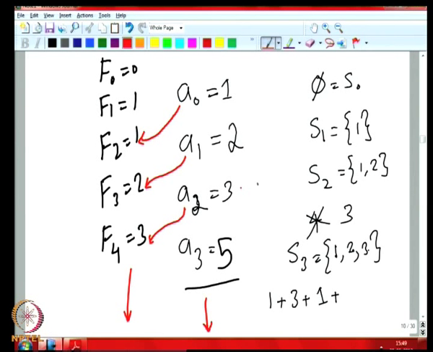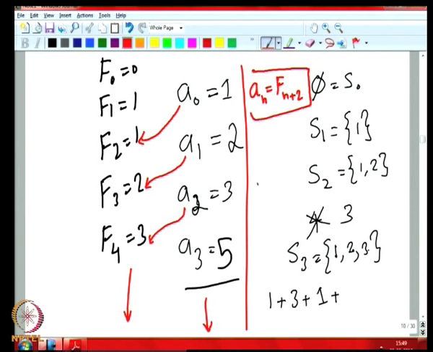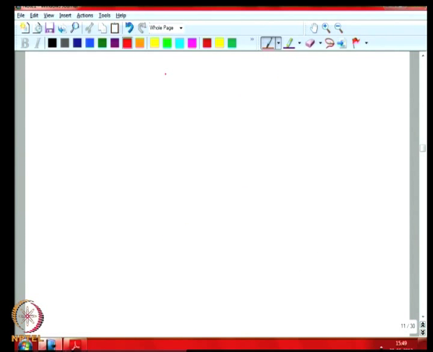We would like to conjecture that An is equal to F(n+2), as we can see from here. A0 is F2, A1 is F3, A2 is F4 and so on. So I would like to conjecture that An is F(n+2). Is this correct? We want to prove that this is correct. Now how will we prove it?